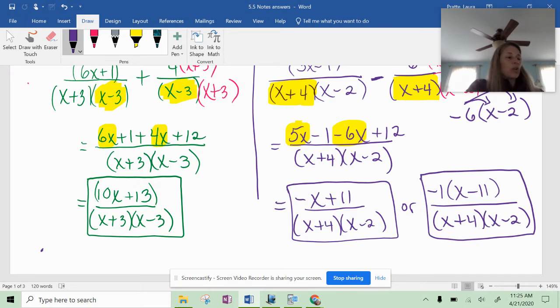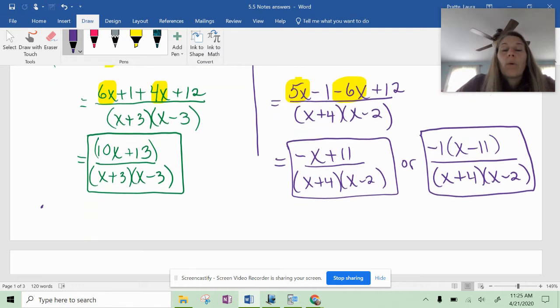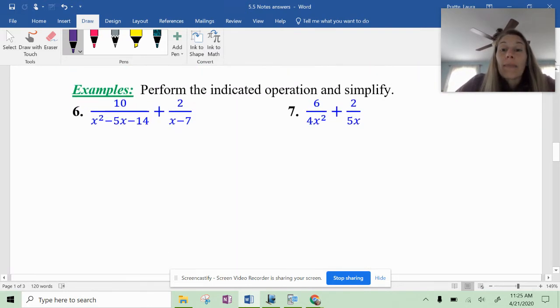Okay. So let's go on to the next page. We're basically just going to do a few more examples of this, but they're going to be a little bit more complex. So the denominators will require a little bit more work to get them to be common, right?